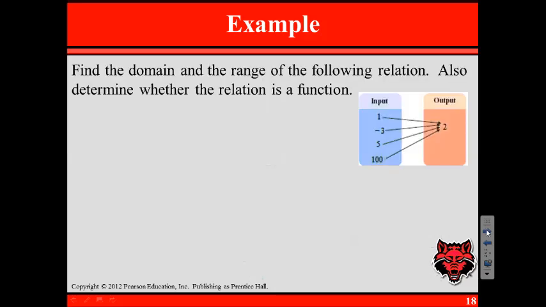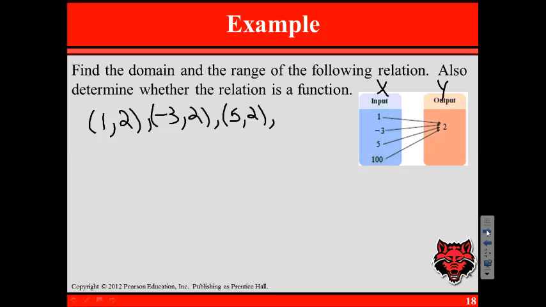The domain and the range of the following relation also determine whether the relation is a function. When we're given something like this, we have a set of values that are called the input and a set of values that are the output. Input represents x values, output represents y values. If we follow the arrows, we can create 4 ordered pairs. 1 maps to 2, negative 3 maps to 2, 5 maps to 2, and 100 maps to 2. Anytime we have a set of numbers, we put those in curly braces like this.